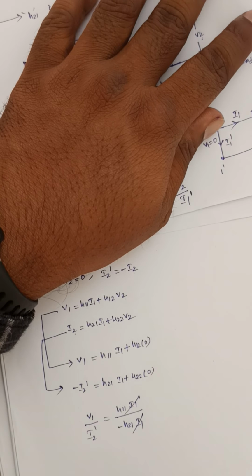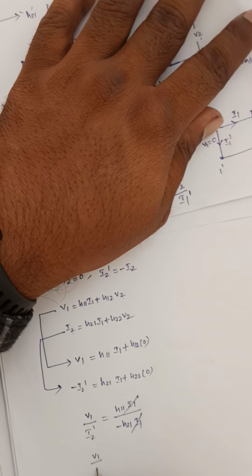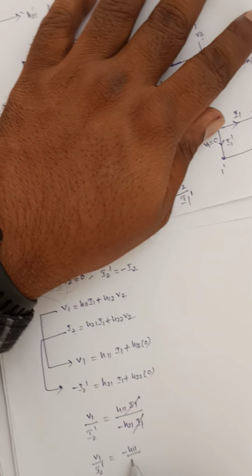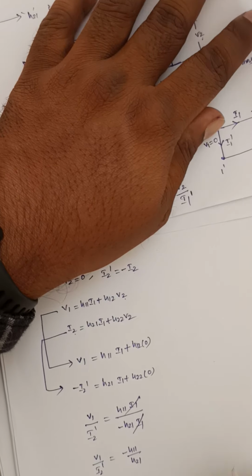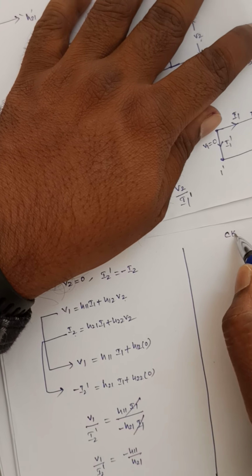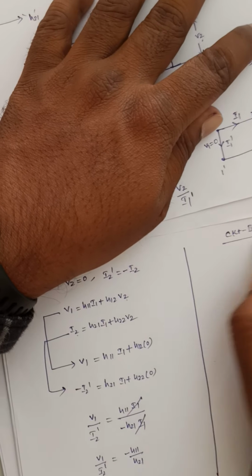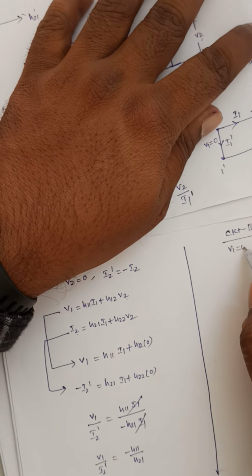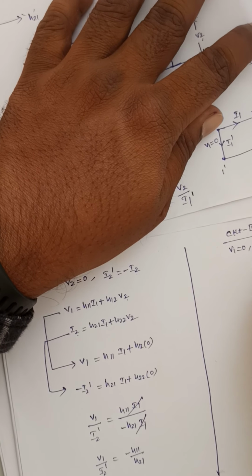So this I1 will get cancelled here. So V1 by I2 dash here is equal to minus H11 divided by H21. Next, from circuit 2, here it is V1 is equal to 0, I1 dash is equal to minus I1.